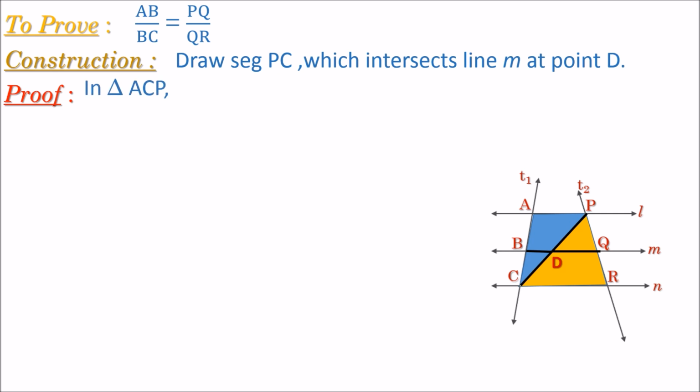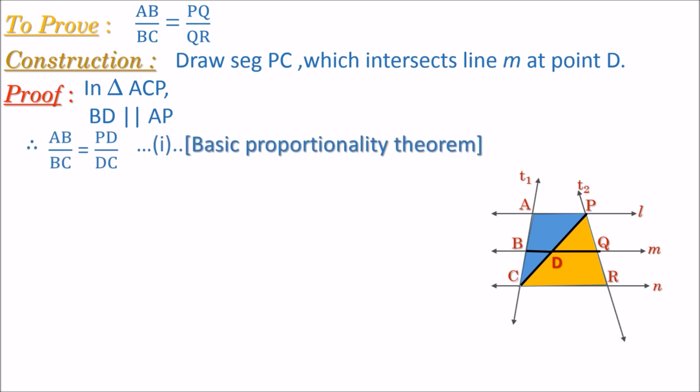So let's see that. We will take first triangle ACP. Look at this figure. Here I'm going to take triangle ACP, and you can see that in this triangle, seg BD is parallel to seg AP. Do you know why seg BD is parallel to seg AP? Since line L and line M are parallel to each other. So I can use the basic proportionality theorem here. What we will get is AB upon BC equals PD upon DC. We will consider this step as equation number 1.